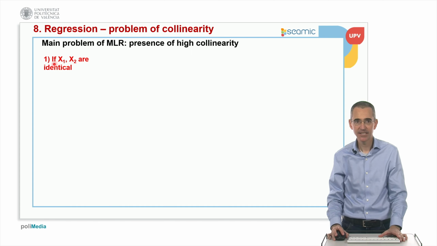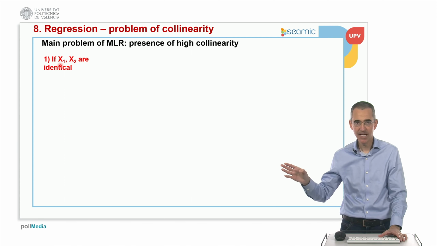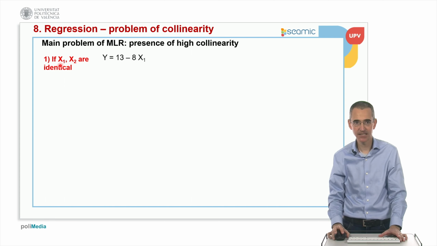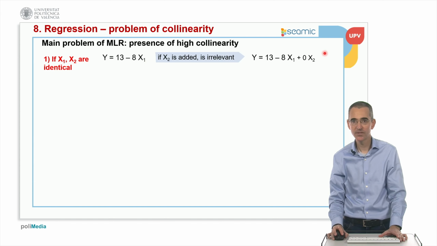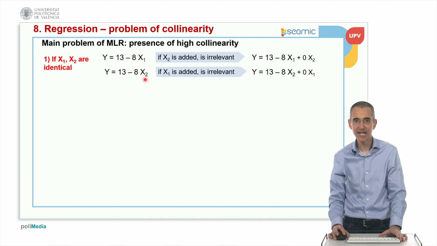So imagine that I want to predict y as a function of x1 and x2, and then imagine that both are exactly identical. Well, if I just put one of them, x1, in the model, then if x2 is added, it's irrelevant, because as both are identical, the second will not provide any further information, so the coefficient will be 0. But what happens if I do it the opposite way? I first introduce x2 and then I add x1. So x1 in this case will be irrelevant, so the coefficient will be 0.